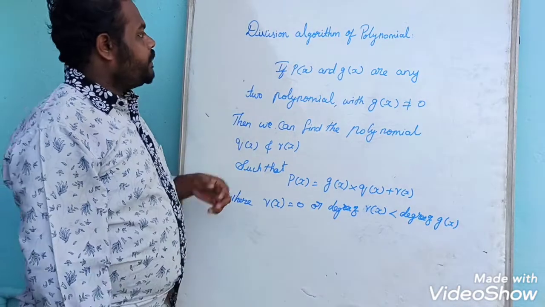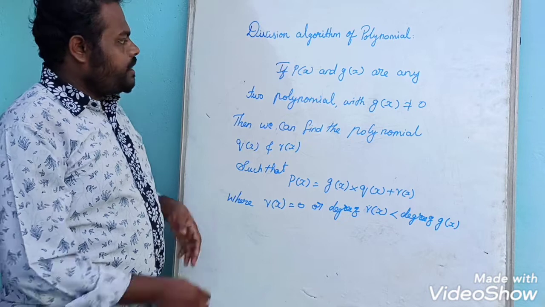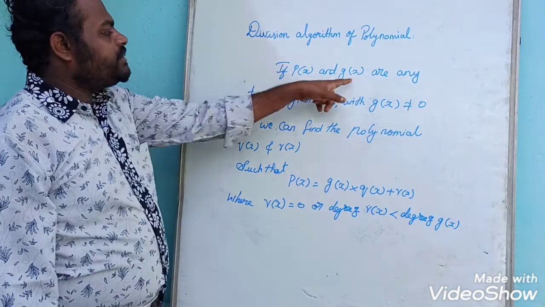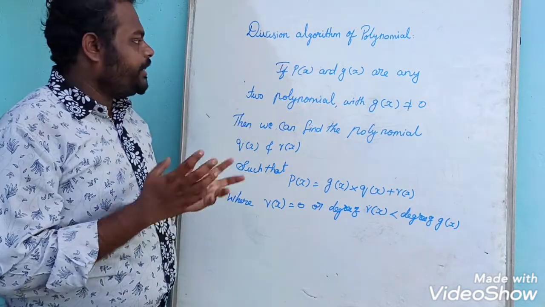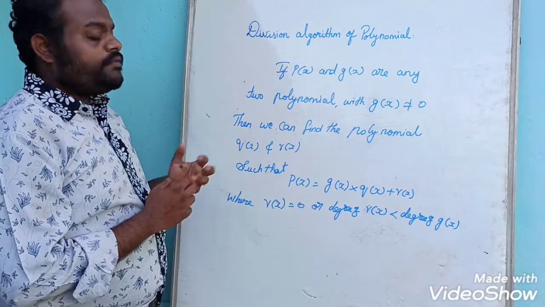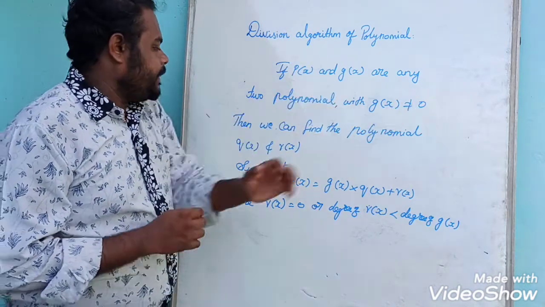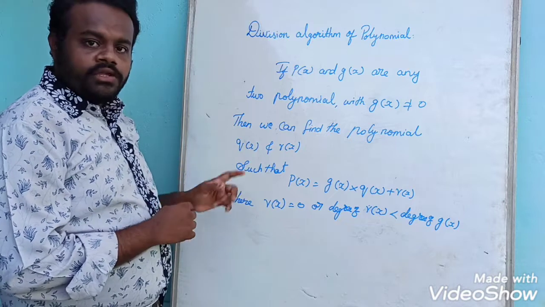So now we see the division algorithm of polynomials. Already written this: if p of x and g of x are any two polynomials, we have to take any two polynomials with g of x always not equal to 0. Then we can find the polynomials q of x and r of x.